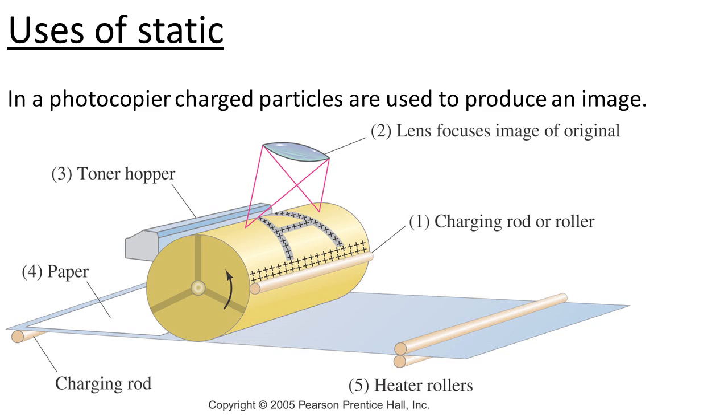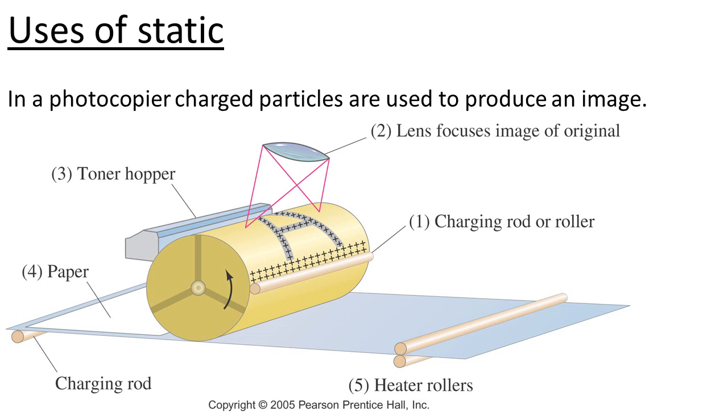Photocopiers, you can see in this picture here, you've got plus charges forming the letter A there, and you can guess that the toner powder, the black powder, is negatively charged and sticks perfectly to that shape.